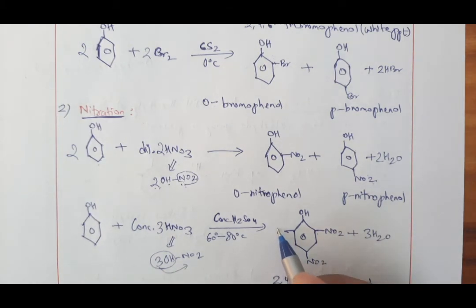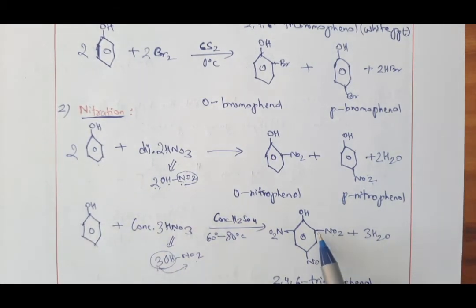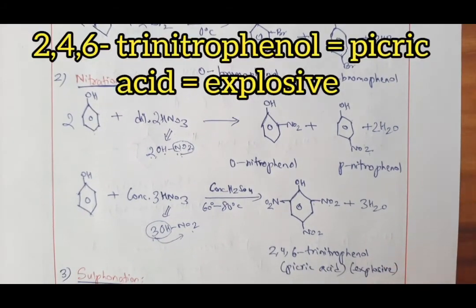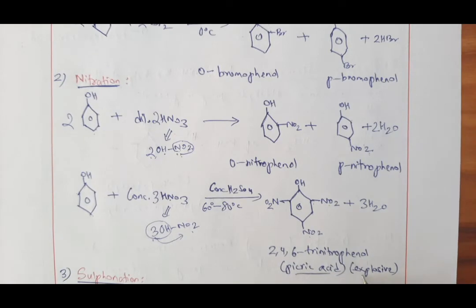When you write NO2 here, first write N, then O2. So 3 NO2 have entered here, here, and here, at the ortho and para positions, but it doesn't matter, because phenol is an ortho-para directing group. As a result, the compound so formed is called, count from here: 1, 2, 3, 4, 5, 6, 2,4,6-trinitrophenol, which is more popularly known as picric acid, and it is an explosive.